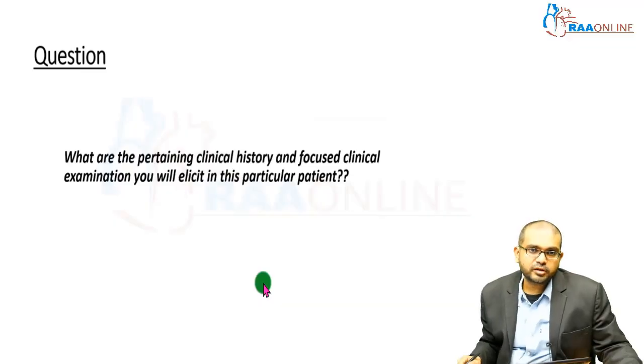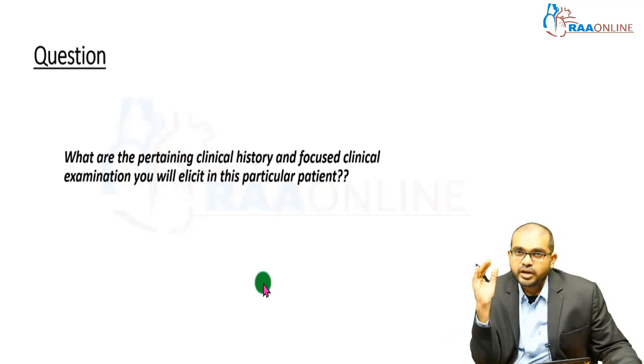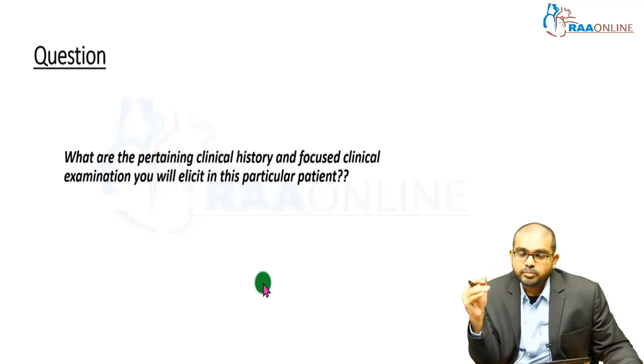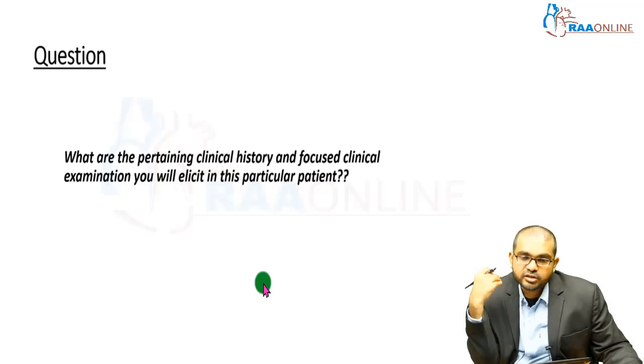What are the pertinent clinical history and focused clinical examination you will elicit in this particular patient? You will be very well aware that in the first slide we have given very limited clinical detail, because this is like any ATLS scenario: the patient has collapsed right in front of you with a bout of hematemesis. So you don't have any time to elicit any detailed history and clinical examination. All you have had time is to go ahead and stabilize the patient, concentrating on the ABC.